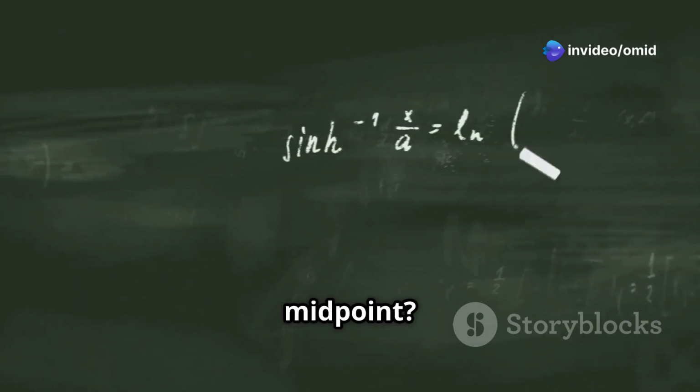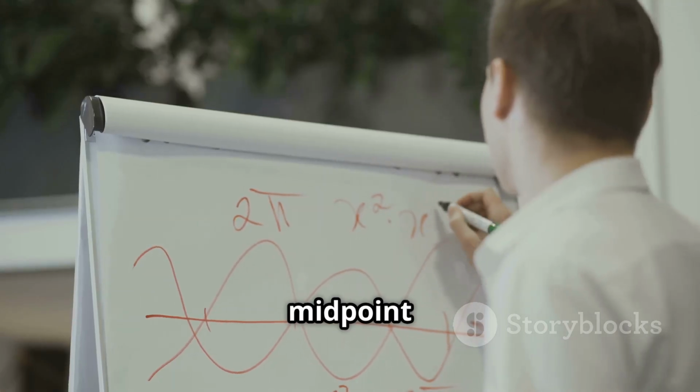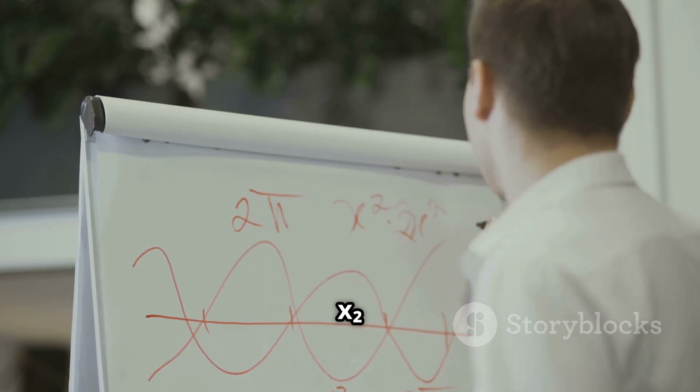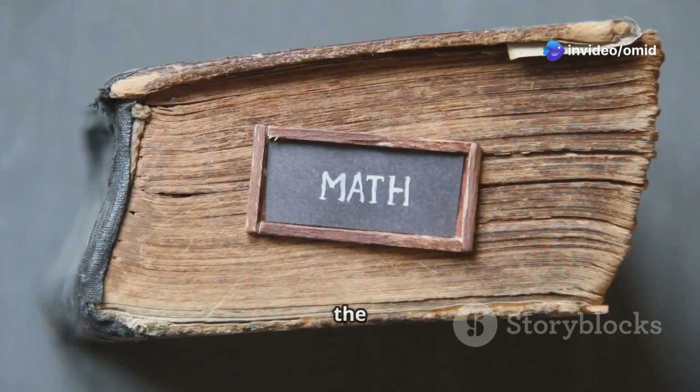Now what about the midpoint? The midpoint is the exact middle point of a line segment. We can find it using the midpoint formula: (x1 + x2) divided by 2, (y1 + y2) divided by 2. It's like finding the average.